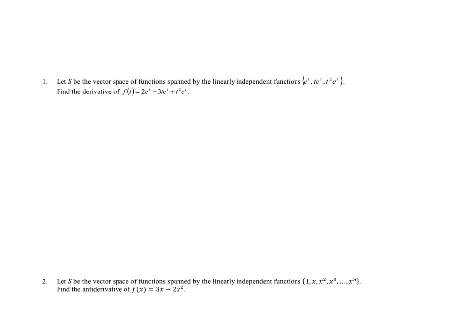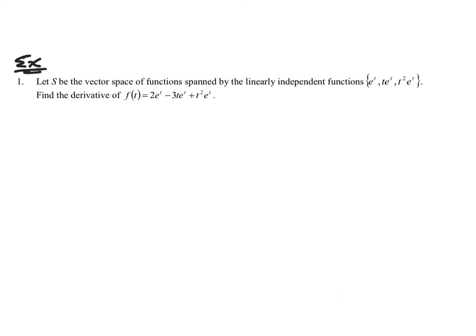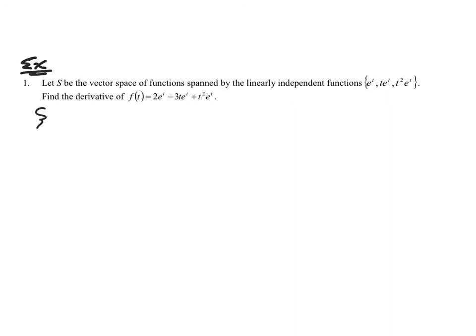Okay. So if you look at number 1 on the next page, which should say examples right above it, you could see an instance of where that happens. All right. So we have S is the vector space of the functions spanned by the independent functions e^t, te^t, t^2 e^t, all that good stuff. We need to find the derivative of this, but what we need to do is define what the derivative matrix would look like. All right.